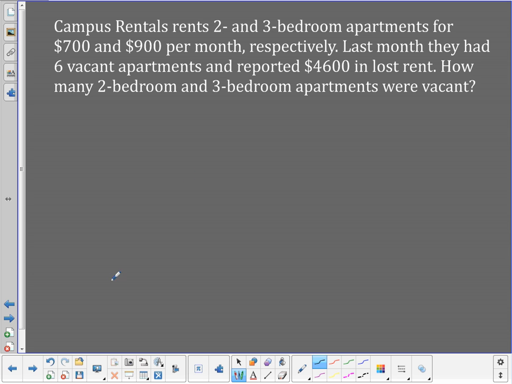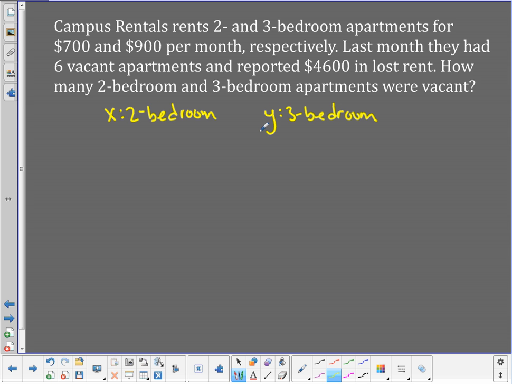So the first thing is I need to define my variables. That's going to be my first step. I'm going to say that X is my number of 2-bedroom apartments and that Y is my number of 3-bedroom. So then I need to write my 2 equations. I'm looking for how many 2-bedroom and 3-bedroom. That's an X and a Y.